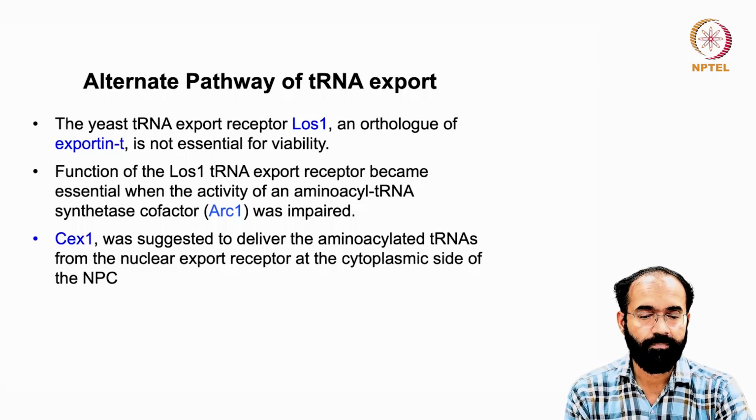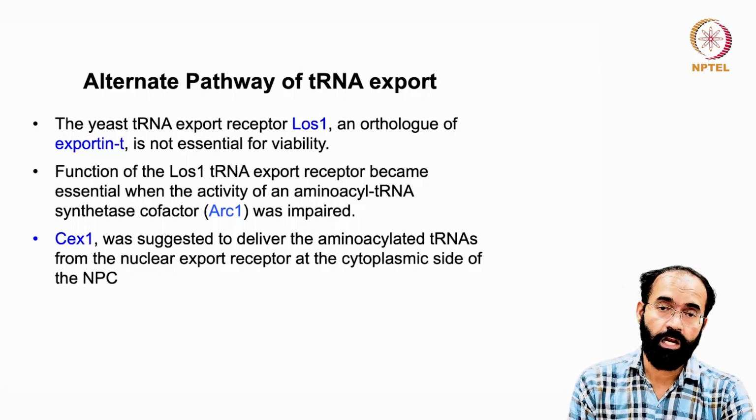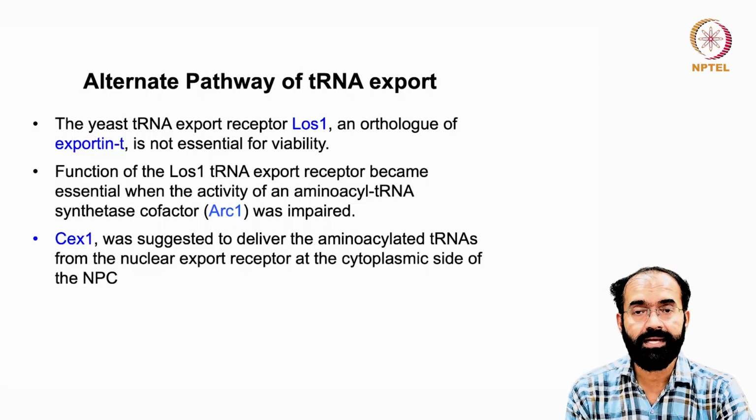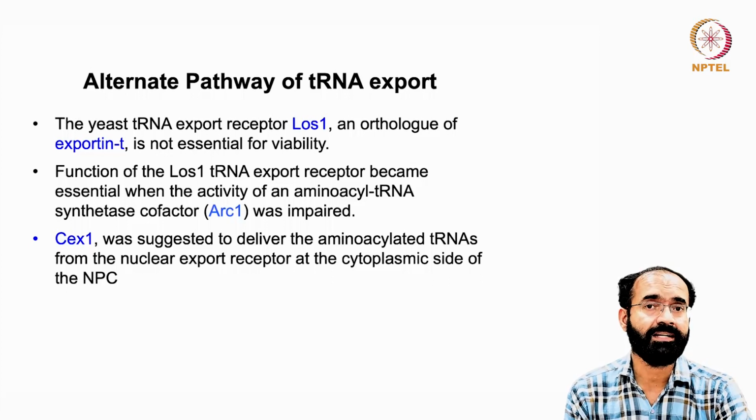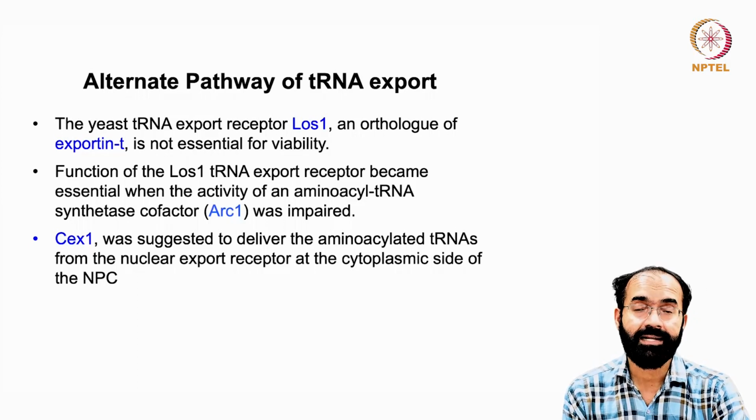So how does this happen? The function of the LOS1 tRNA export receptor became essential when the activity of an aminoacyl tRNA synthetase cofactor known as ARC1 was impaired. So what it indicates is LOS1 is doing the job of exportin T, but if LOS1 is missing, then it is not affected. So we should assume that tRNA transport is not affected. So we should assume there is some assistant, someone else doing the function of LOS1, and we could guess who that could be.